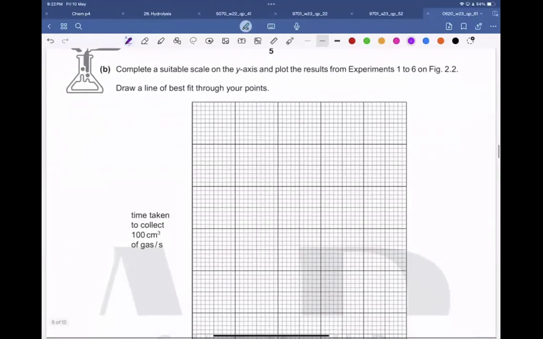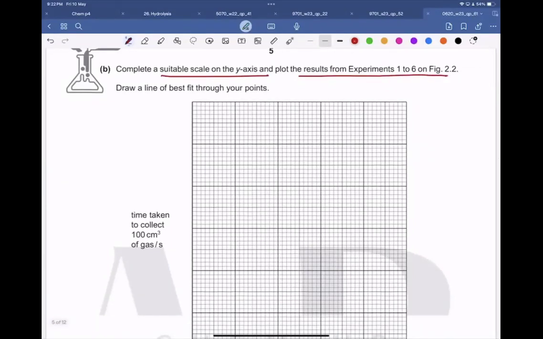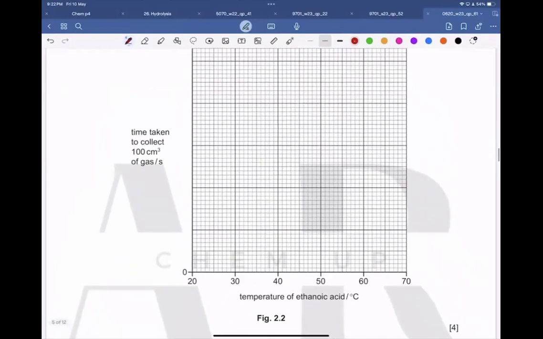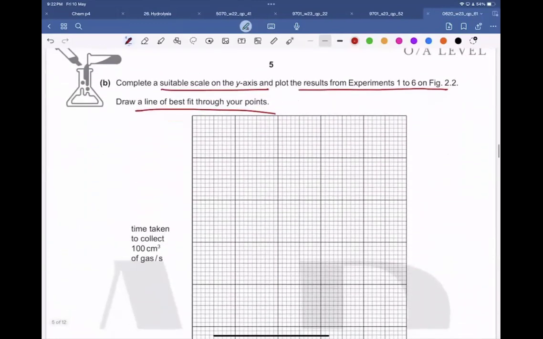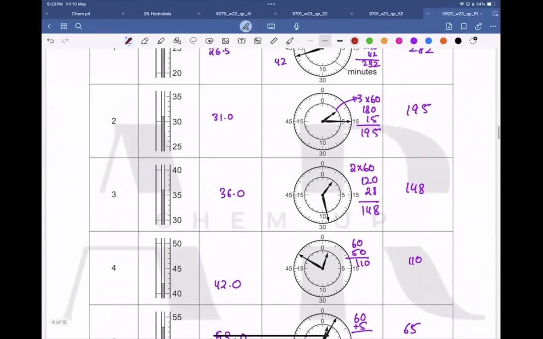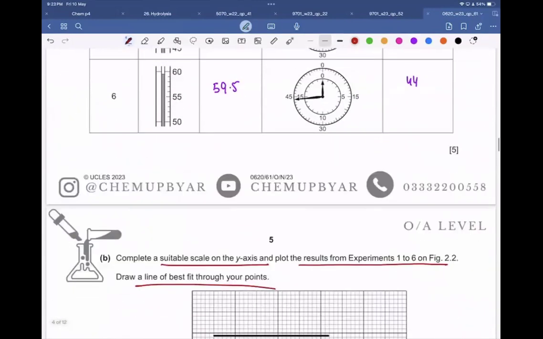Okay. Now complete the suitable scale on y-axis and plot the results from experiment 1 to 6 on figure 2.2. Draw a line of best fit through your points. Okay. So we have how many boxes? How many big boxes? 1, 2, 3, 4, 5, 6. And on y-axis, we have a volume. Time taken.